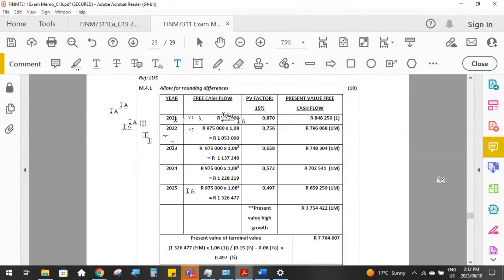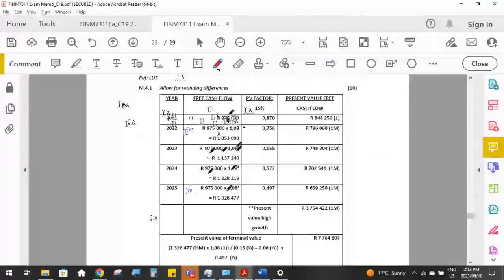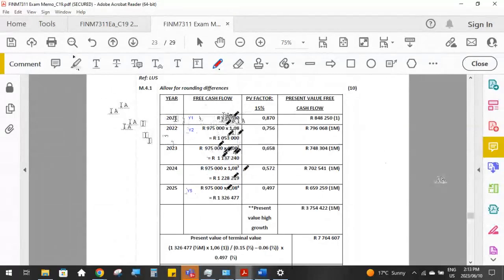So from year 2 all the way up to year 5, we take 975 and we grow it by 8%. Add 8%, and then we take that amount and add another 8%, and so on. You could use this method where they've got 975 times 1.08 to the power of 2, or you could have just said 975 grown by 8%, and then 1053 times 1.08, and then 1137 and so on. It doesn't matter what your mathematical method is, as long as you get to the right answer.